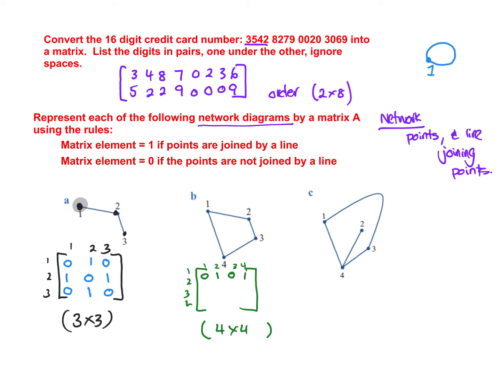What about 2 and 1? Yes. 2 and 2? No. 3 and 2? Yeah. And 2 and 4? No. 3 and 1? No. 3 and 2? Yes. 3 and 3? No. 3 and 4? 1. Okay, the last one. 4 and 1? Yes. 4 and 2? No. 4 and 3? Yes. And no. Alright, so I'm going to pause for a sec. You guys go do the next one.